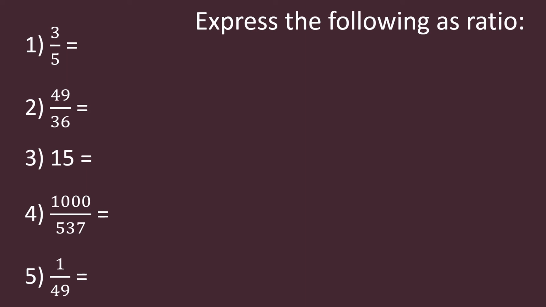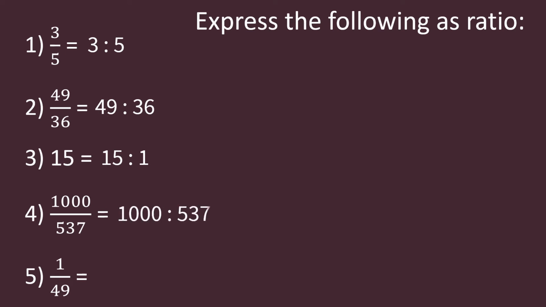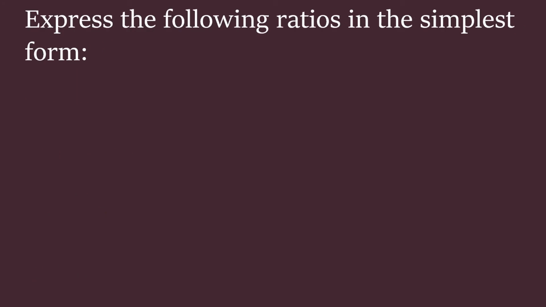Express the following as ratio. Number 1, the ratio form of 3 upon 5 is 3:5. Number 2, the ratio form of 49 upon 36 is 49:36. Number 3, the ratio form of 15 upon 1 is 15:1. Number 4, the ratio form of 1000 upon 537 is 1000:537. Number 5, the ratio form of 1 upon 49 is 1:49. Let us solve one more question.